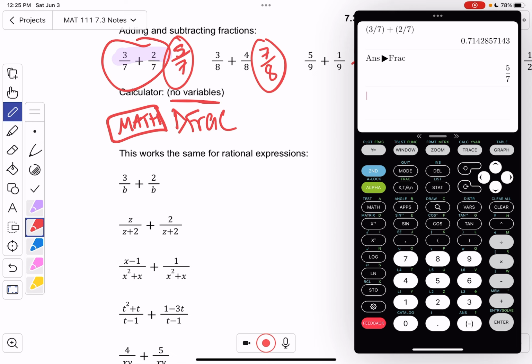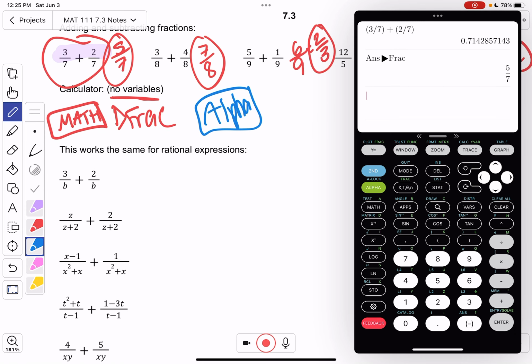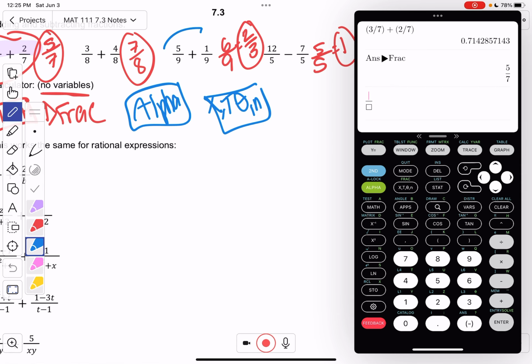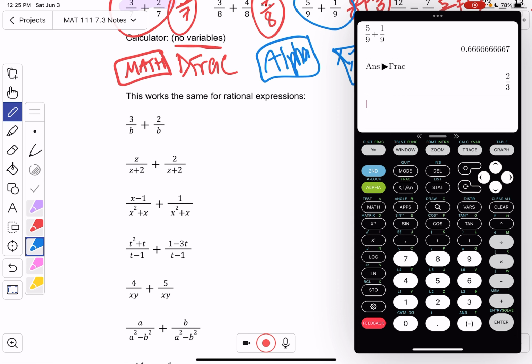Another option with some of the calculators is alpha frac. So alpha is the green button, and then if you hit the number right next to it, the x, t, theta, n button, it'll bring up a fraction, and you can just type. So let's say we're doing this one, 5, use the arrow to get to the 9, then plus, do the same thing, alpha frac, 1/9, and it'll give you the decimal, hit math, enter, and it'll turn it into a fraction in lowest terms. This works the same way with your rational expressions.